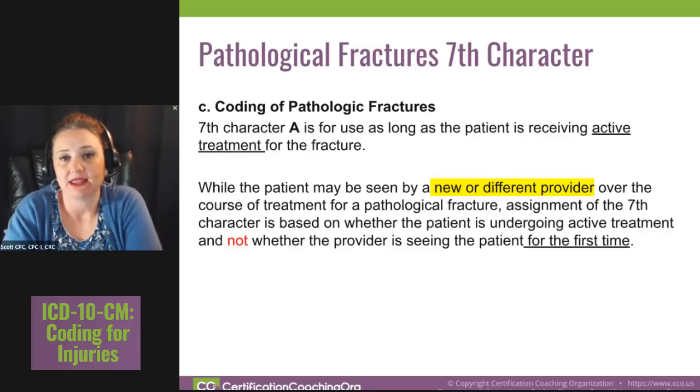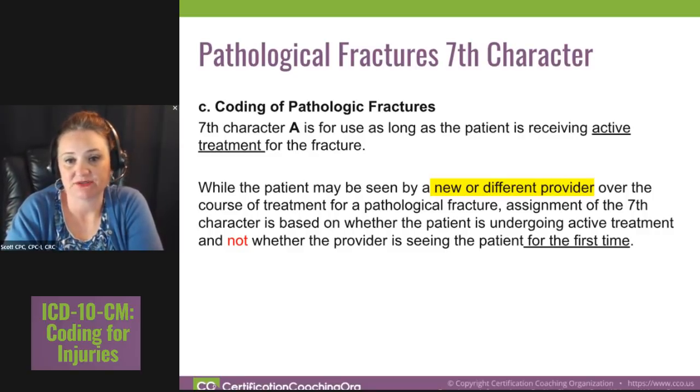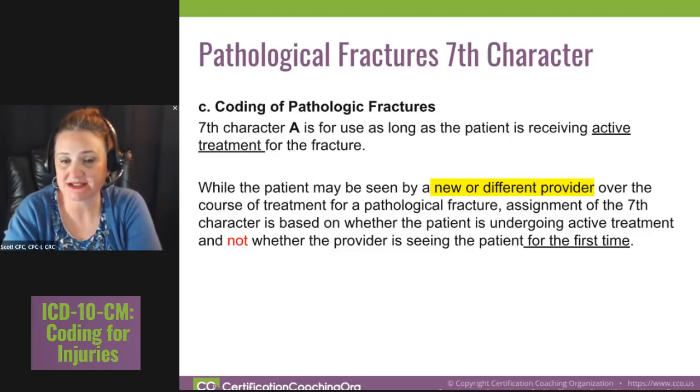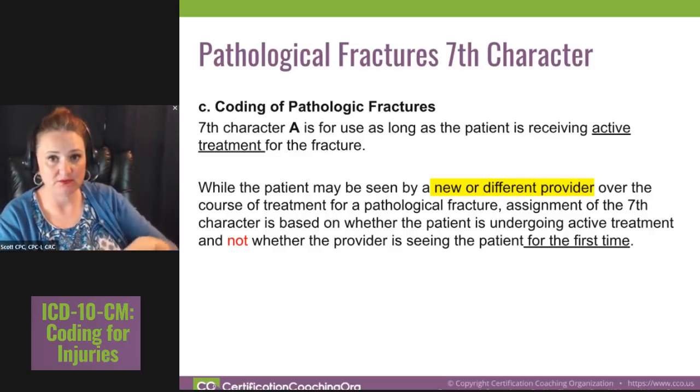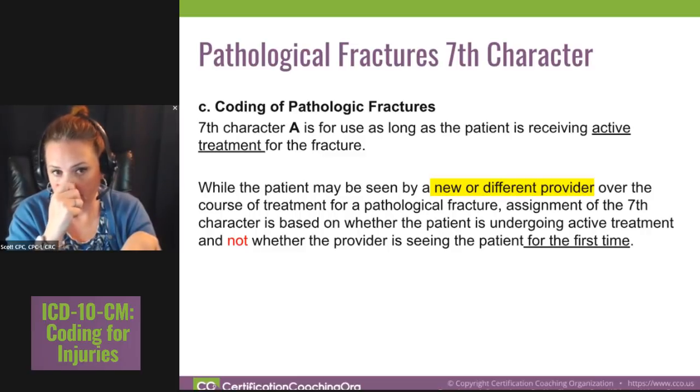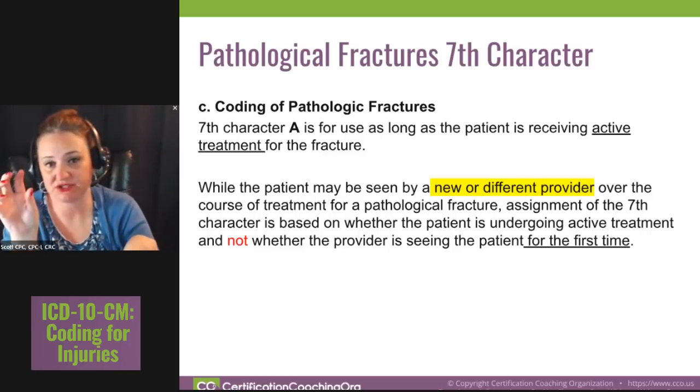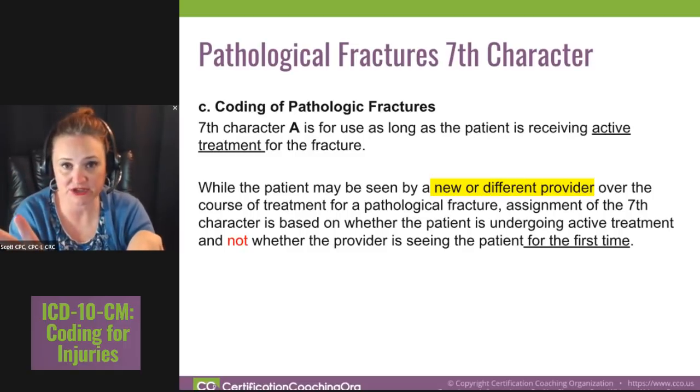Now I want to talk about pathological fractures and the seventh character. With fractures just in general, we're always going to be getting to a seventh character. And you understand that a pathological fracture is a fracture that's caused due to a disease process. And for the most part, these guidelines are the same for pathological fractures as they are for traumatic fractures. Just note, mind you, that we're not talking about how pathological fractures differ from traumatic fractures. No, we're talking about the seventh character.